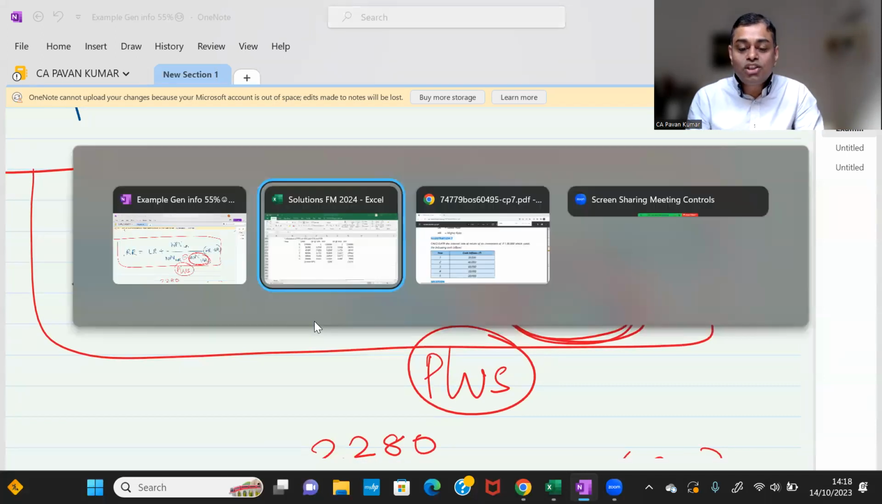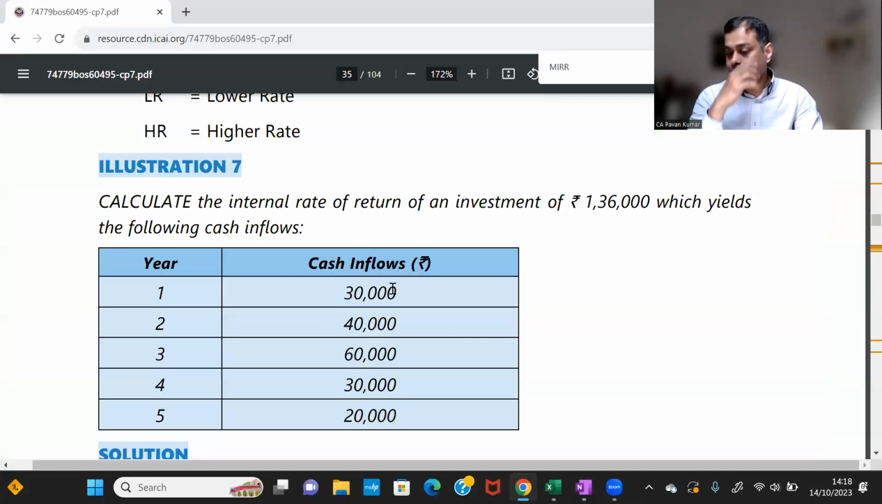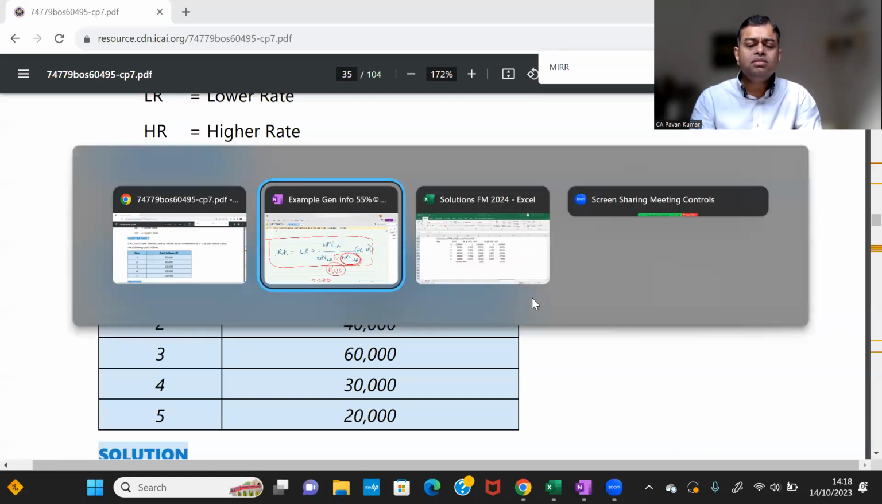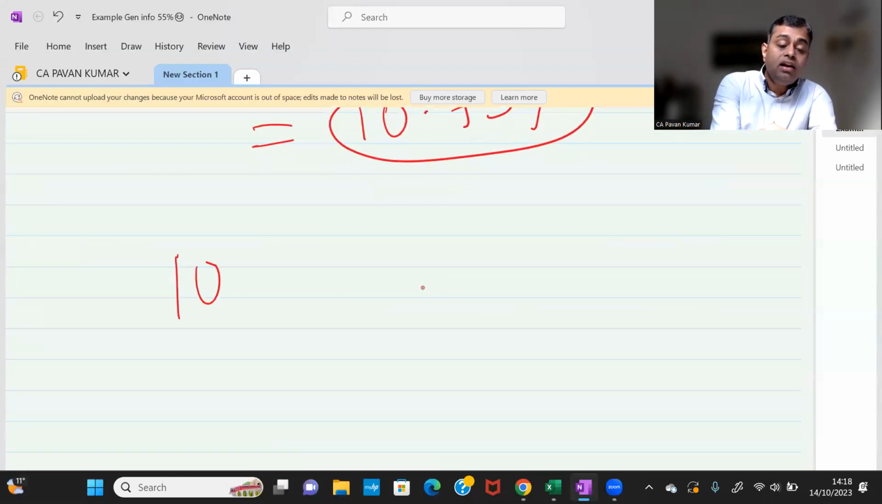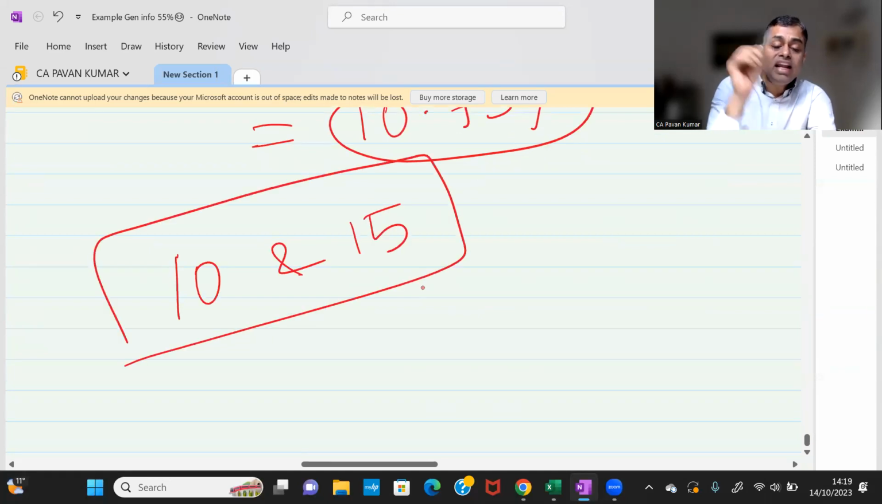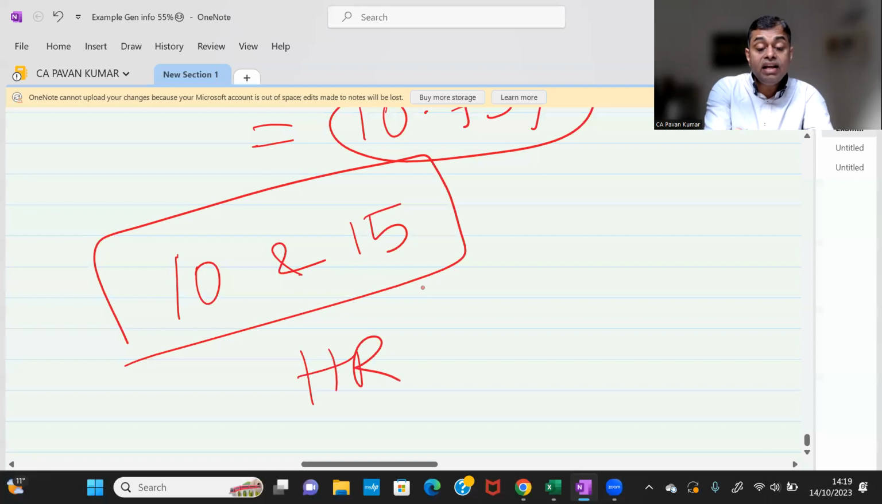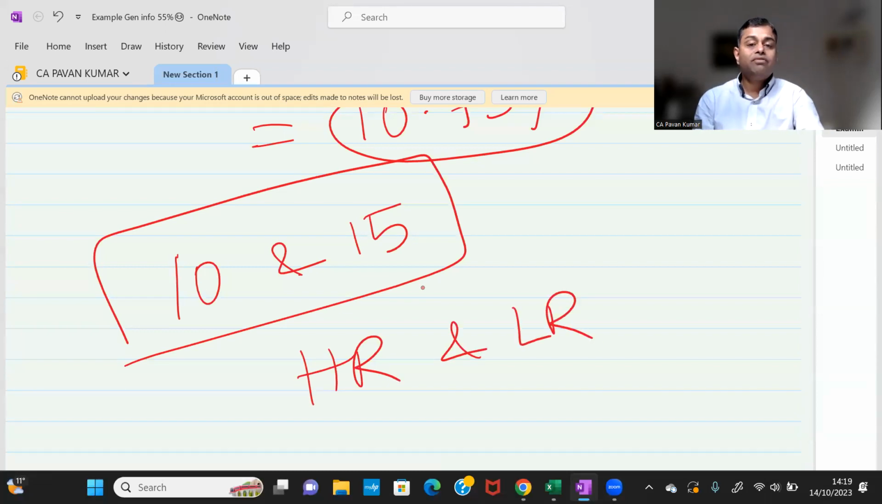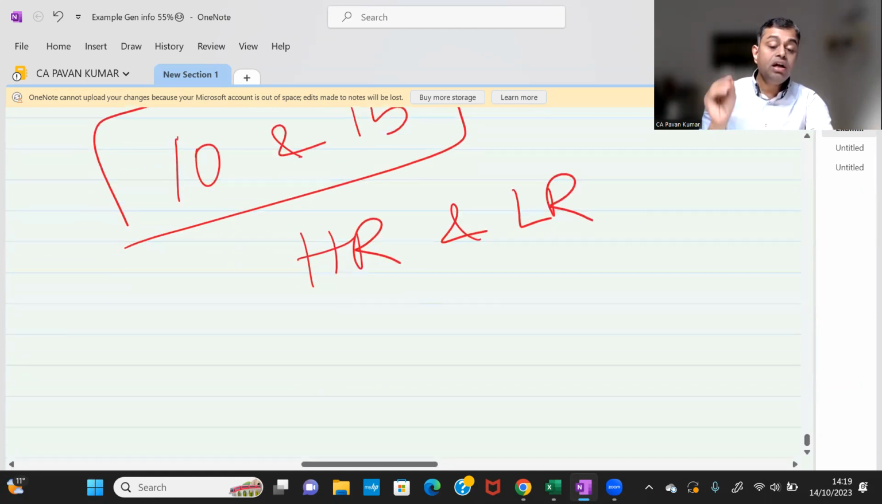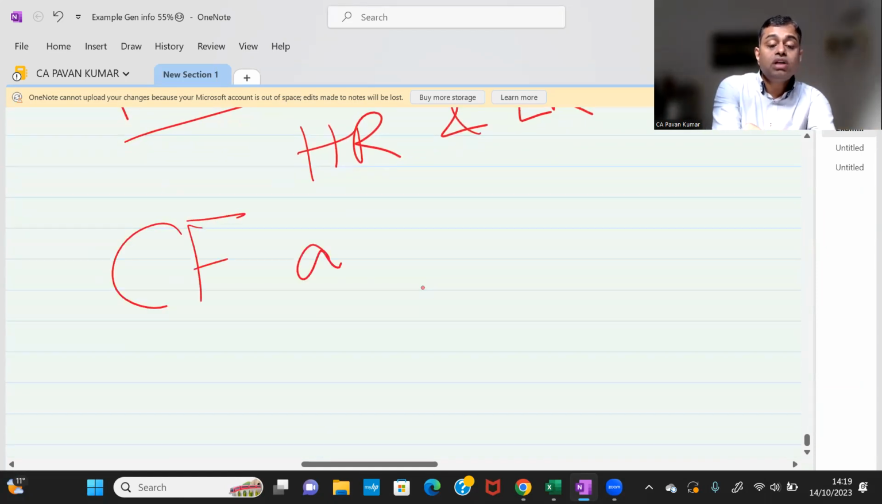Okay. So shall we go to next problem? Question number 7 is over. Now, one student will ask, Pavan sir, yes, it's a practical approach. Correct, Muskan. One student will ask, Pavan sir, instead of using 10 and 15, is there any way where I know what is the higher rate and the lower rate? So I have taken lower rate 10, higher rate 15. But this is random choice. Randomly, I took 10 and 15. Is there any way where I know what is the high rate and low rate? Yes, but it is possible only if cash flows are uniform.